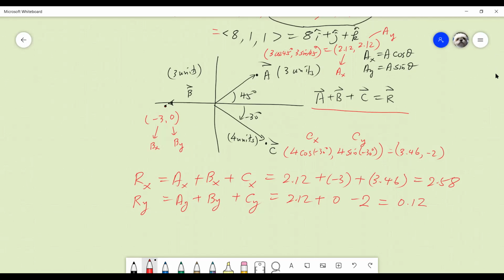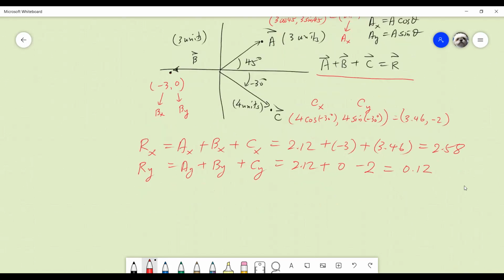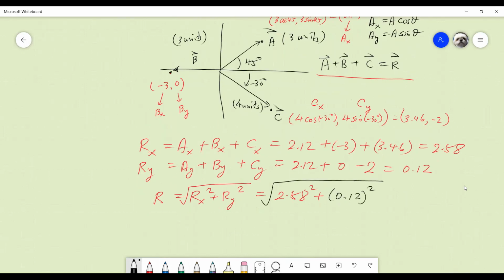Now therefore, what is the magnitude of R? It will be the square root of Rx squared plus Ry squared. So it will be 2.58 squared, and so on. If you calculate that, it is approximately 2.58, because the other component is too small.